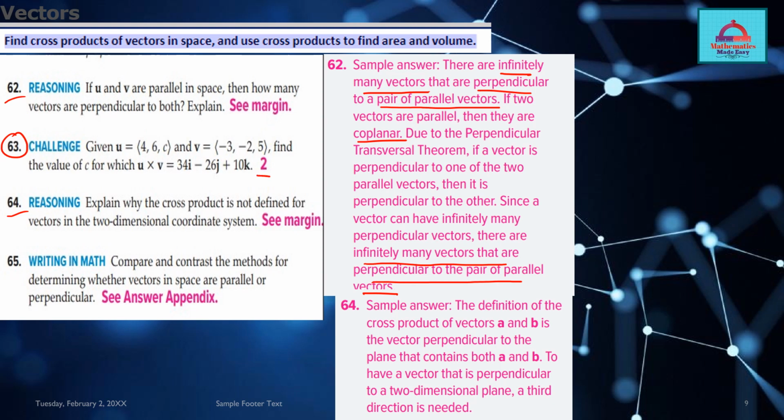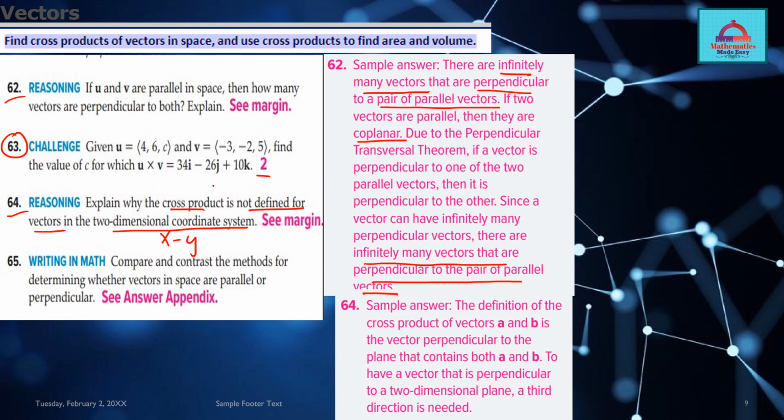For question 64, the definition of cross product A cross B is the vector perpendicular to the plane that contains both A and B. To have a vector that is perpendicular to the two-dimensional plane, a third direction is needed. That's why cross product is not defined for vectors in two-dimensional space, because in two-dimensional space there are only two axes like x and y.